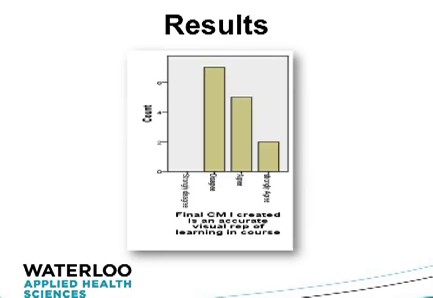And then finally, did it actually provide me, as the instructor, with a good visual representation of the learning that they had? And this was really interesting. Most of them, or many of them, felt that it didn't. And I didn't have an opportunity to go back and speak with them, unfortunately, because by this time they were off campus. I had to do this as part of their evaluation of the course.